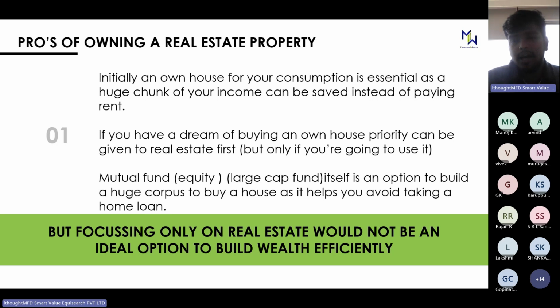The first advantage is that in real estate, if you buy an own house for consumption, you can avoid rents. If you don't have an own house, you can save money and buy one, and for saving you can use equity as an asset class for building the corpus to buy real estate.